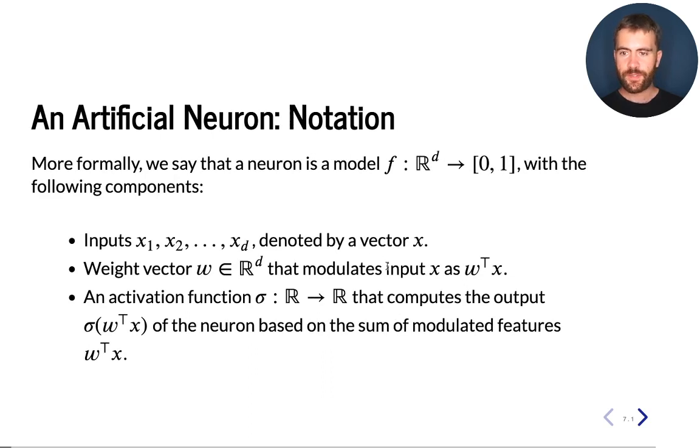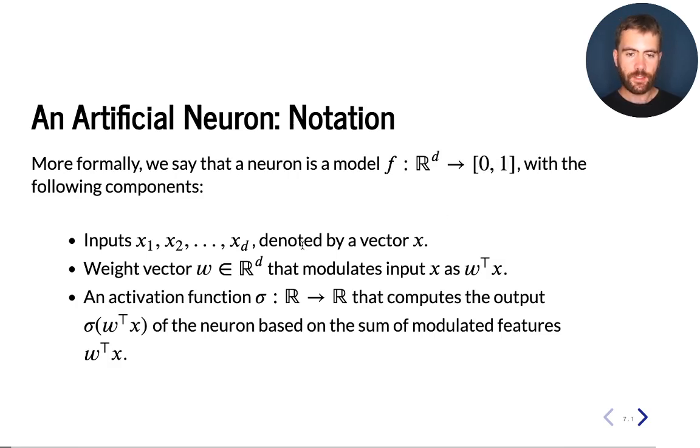So let's define this again a little bit more formally using some mathematical notation. We're going to say that an artificial neuron is a model that goes from the set of inputs, which we can think of as real numbers. In this particular example, it is between 0 and 1, but this can be a different range. It goes into some well-defined range.